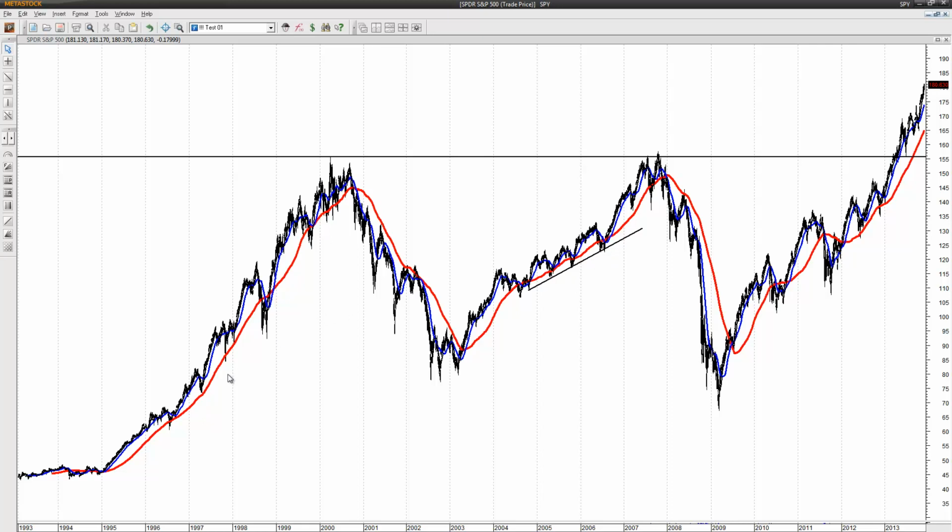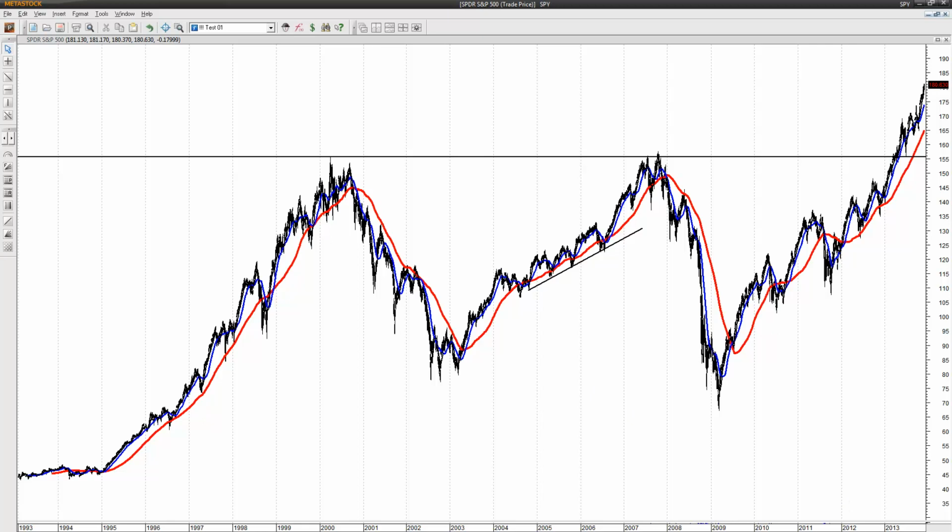You can also take the 200 daily moving average. That's the only form of moving average, the 200 daily, that I'm using. You can see how it built support on the way up for the market and how it makes up a resistance line on the way down. You can see how several times it has worked like that.